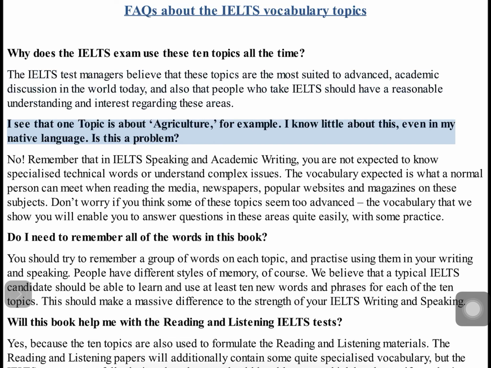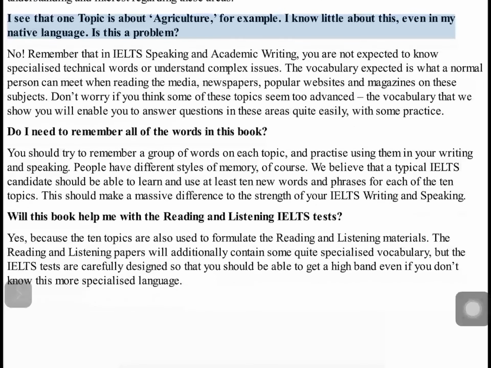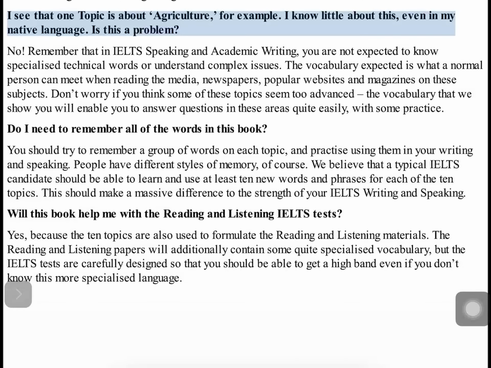I see that one topic is about agriculture, for example. I know little about this, even in my native language. Is this a problem? No. Remember that in IELTS speaking and academic writing, you are not expected to know specialized technical words or understand complex issues. The vocabulary expected is what a normal person can meet when reading the media, newspapers, popular websites, and magazines on these subjects. Don't worry if you think some of these topics seem too advanced. The vocabulary that we show you will enable you to answer questions in these areas quite easily, with some practice.